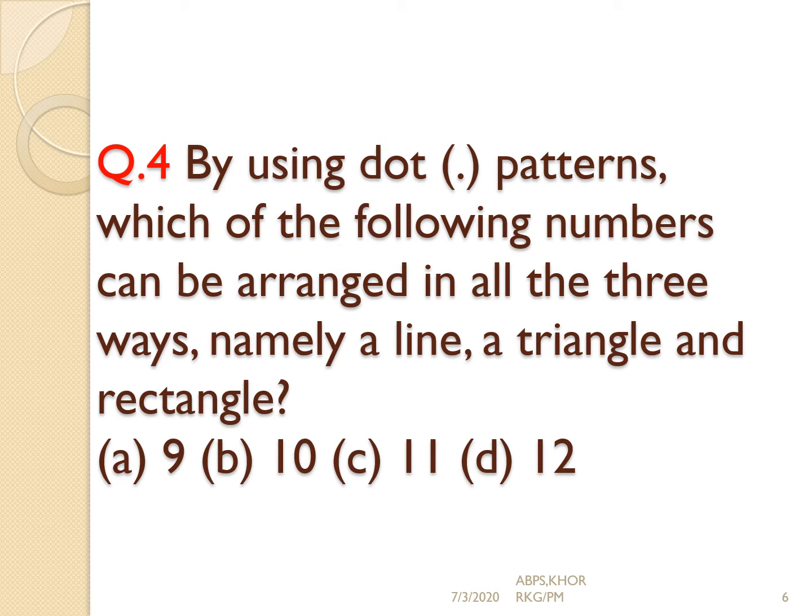Come to question number 4. By using dot patterns, which of the following numbers can be arranged in all the 3 ways, namely a line, a triangle and rectangle? Now let us see. Every number can be arranged as a line. So 9, 10, 11, 12, you can arrange them. But what about triangle and rectangle?